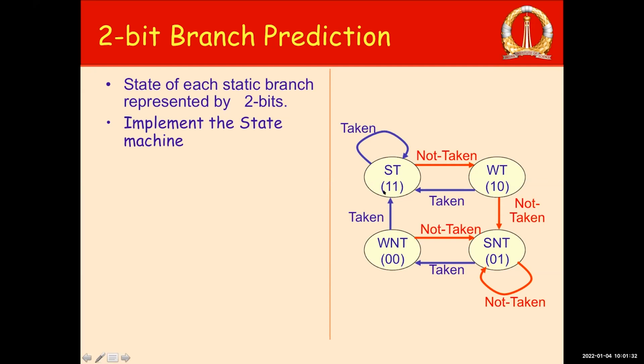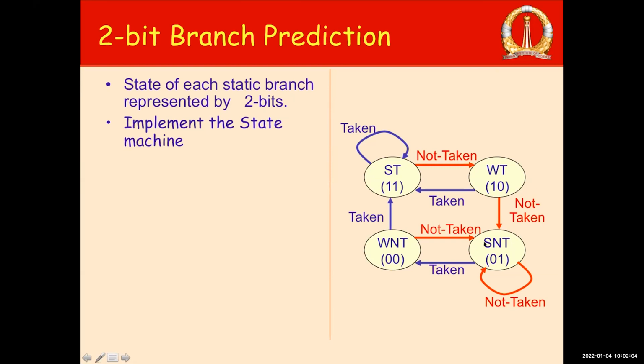If the prediction is wrong, it will go from the strongly taken state to what is called the weakly taken state. And even in the weakly taken state, the prediction is taken. That is why it is called weakly taken, right? The prediction is still taken, but it is a weak prediction, in the sense that you have predicted wrongly once, right? But if you again predict wrongly, then you go from the weakly taken state to a strongly not taken state. And in that particular state, you will predict as not taken.